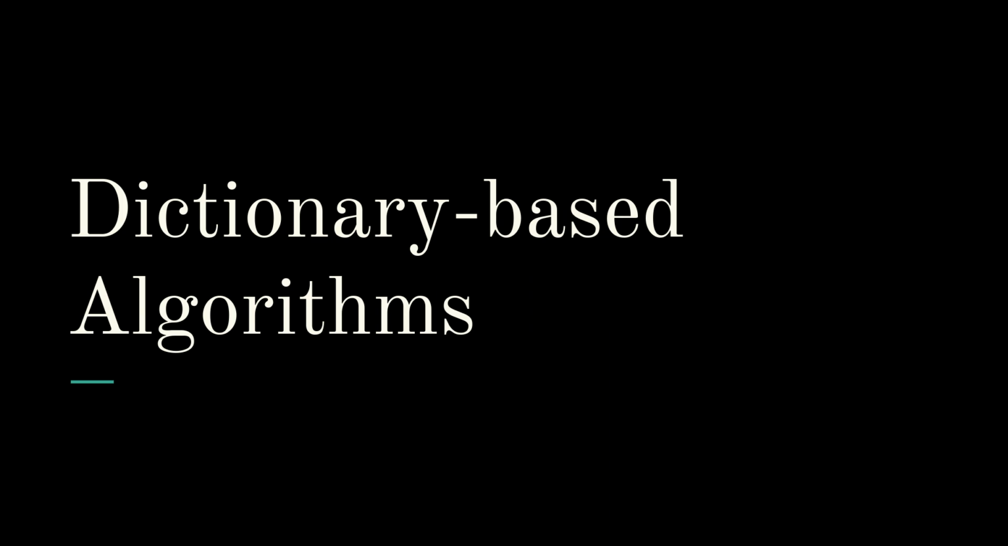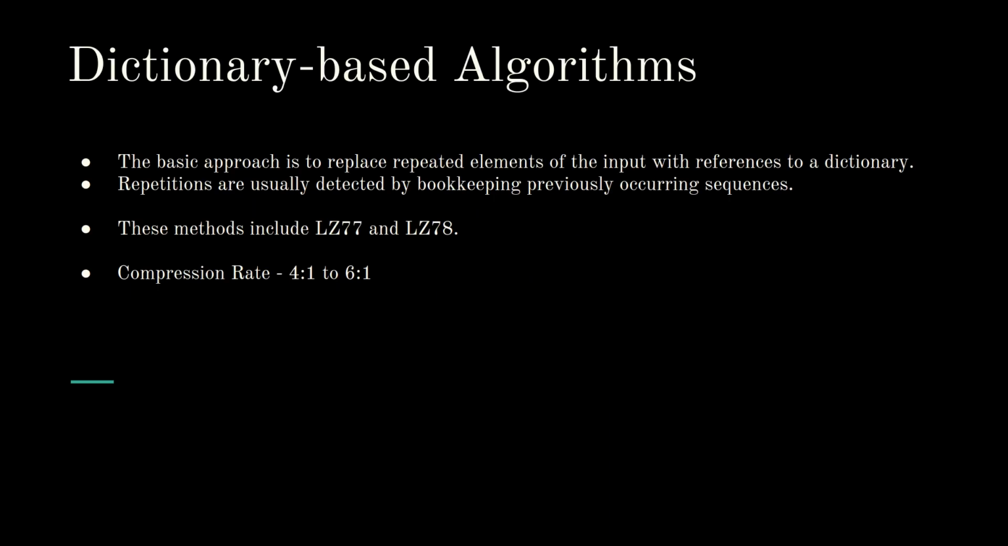Next, let's come to dictionary-based algorithms. A dictionary-based algorithm takes your data and keeps a history of substrings with indexes, and then we can replace whatever substrings we see with the indexes that we have seen already. The most famous examples of dictionary-based algorithms are LZ77 and LZ78. These algorithms give us a compression rate of about 4:1 to 6:1.